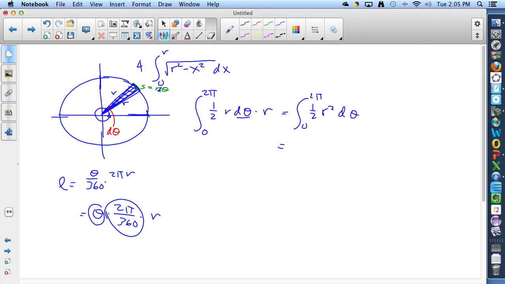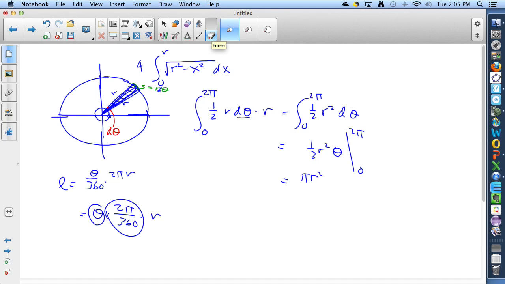So what's the antiderivative of a constant d theta? 1/2 r squared theta, between 0 and 2 pi. Plug in 2 pi for theta, and you get pi r squared minus 0. So it's not a surprise, all the way around.